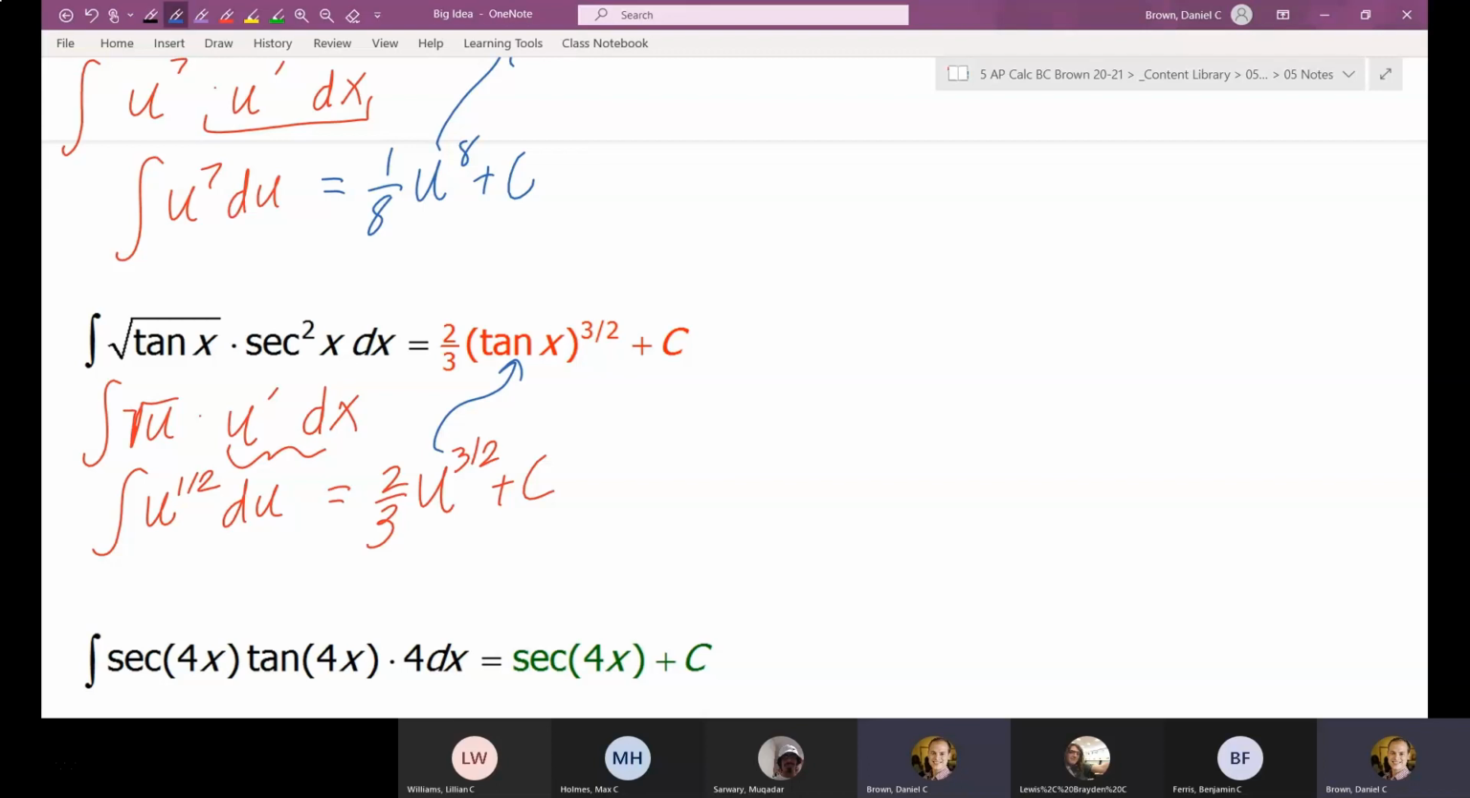One of the trickiest parts when you're starting off with these problems, sometimes it's easy and sometimes it's difficult, is to choose the correct u. Sometimes it is just going to be directly what you see inside of an exponent or inside of a power or inside of a function. Other times it can be a little bit more complicated.